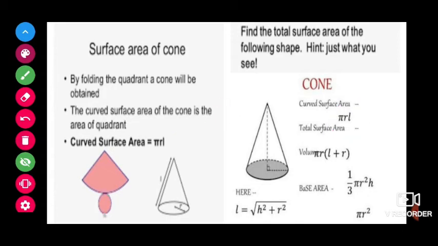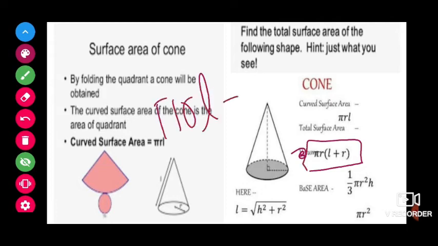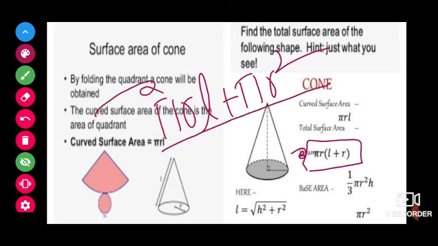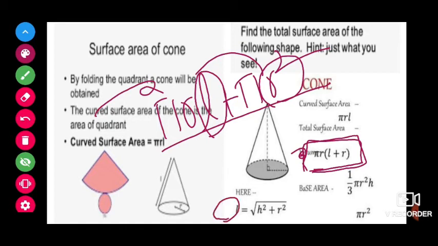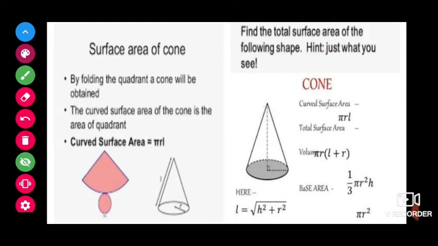So the total surface area we can take as pi r L plus pi r square. From both terms we can take pi common, and one r common. So pi r, the left over is L, left over is r. So we can write pi r into L plus r. Here L means the slant height of the cone. We find L by using the height and radius of the cone. The middle height is h, the slant height is L, and the radius is r.